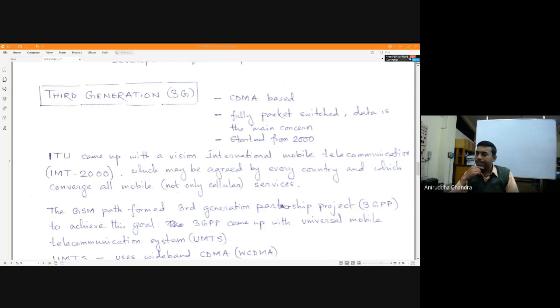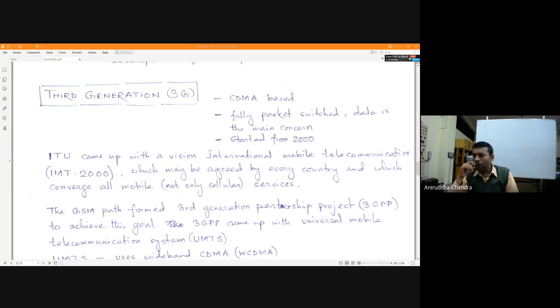Now in 3G, and before 3G, the world was divided into two groups. One was the GSM group, the other one was the CDMA group. And there was a big tussle between these two groups. The GSM group was backed by the European operators, and they came up with the GSM standard, which was developed by ETSI, the European Telecommunications Standards Institute.